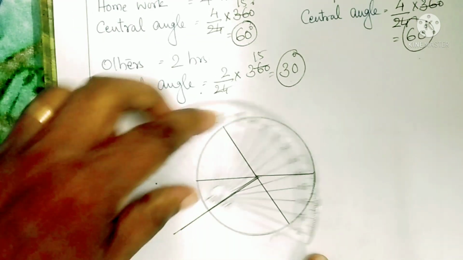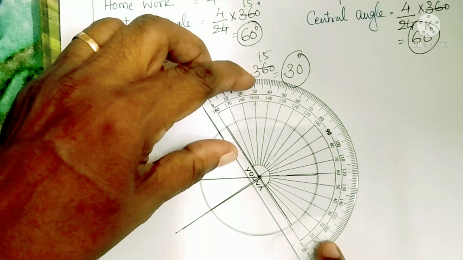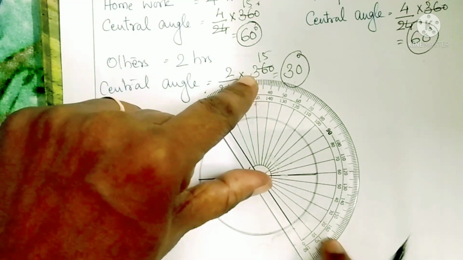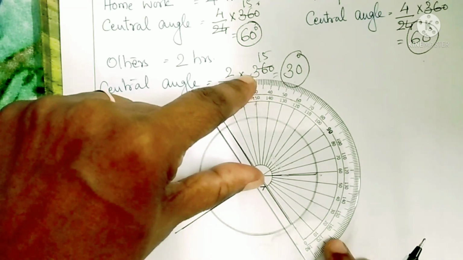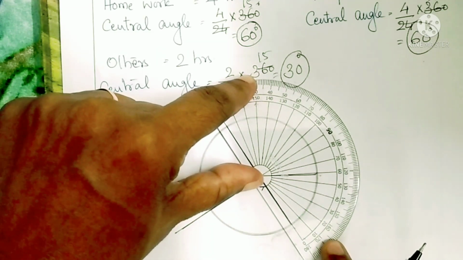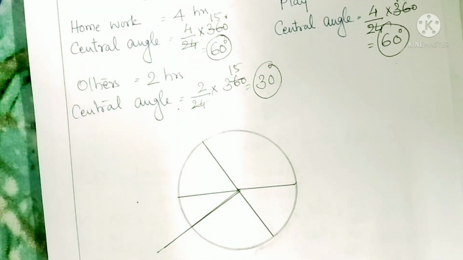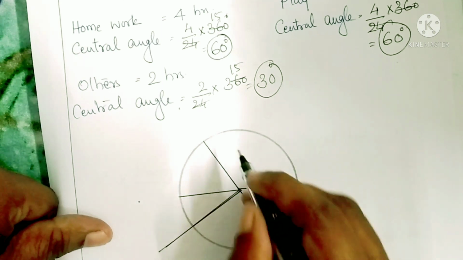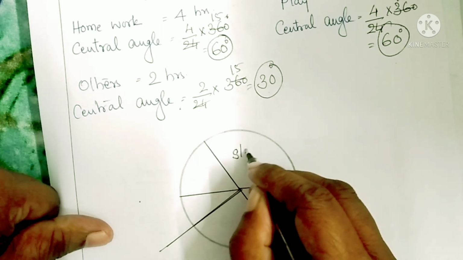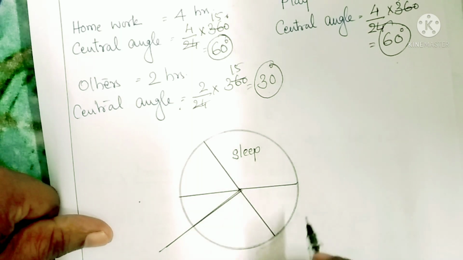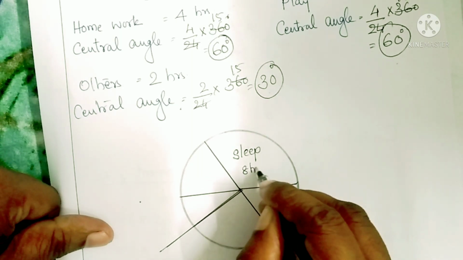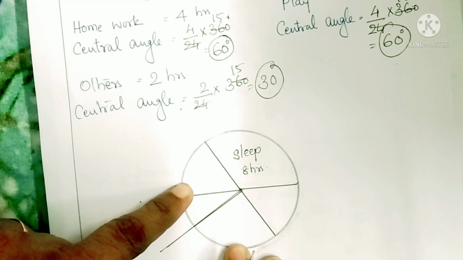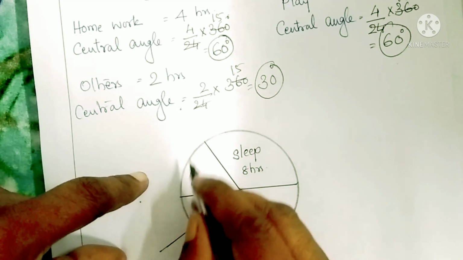You can measure it and see whether your angle is correct or not. When you measure, if you get exactly 60 degrees, see here, this is 60 degrees, that means you have drawn correctly. Now what we have to do is label each one. This is sleep. How many hours? 8 hours. Then this angle is 60 degrees. Which one is it? Homework.